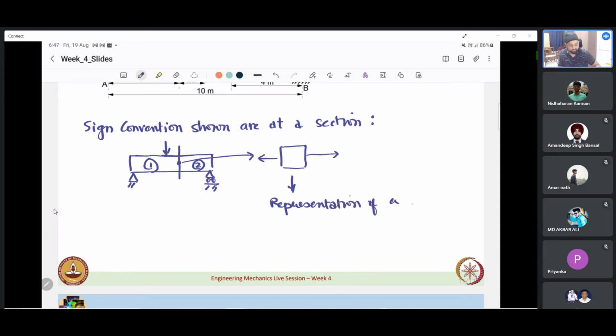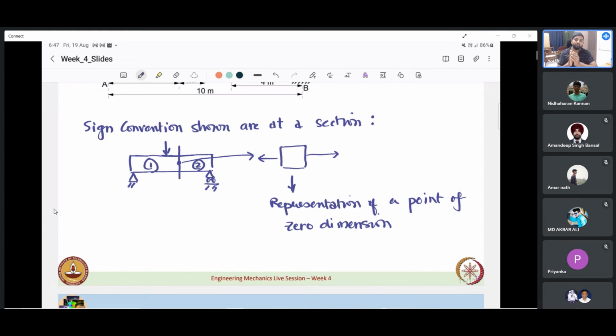Of a point of zero dimension. This is not to be considered as part of the beam. This is to be considered at a point. It is just a convenient way to represent two surfaces.